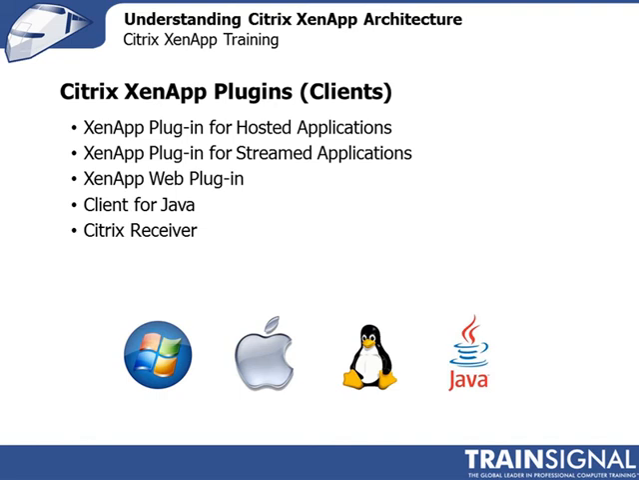You have another plugin for your streamed applications that you run on your endpoint. There's a web plugin, a smaller version of the online plugin with a smaller footprint, so you install that off of the web. There's a client version for Java, and then there's the Citrix receiver, the next generation Citrix client, where everything is going to a Citrix receiver.